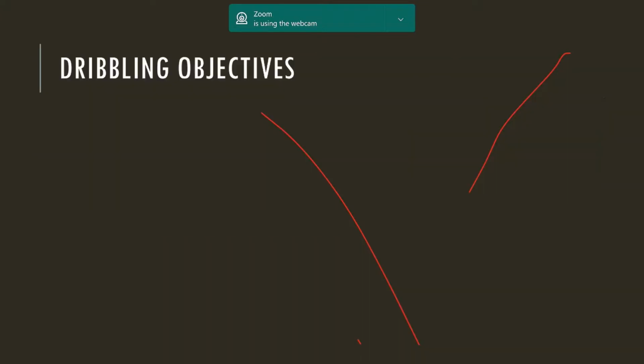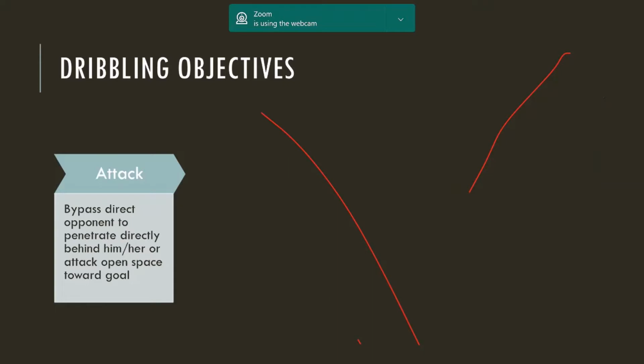When we look at the objectives of dribbling, this might sound simple, but we want to attack. We're going to try to bypass or beat the opponent who is right in front of us to get behind him or her so that we can attack space to goal. That's the first objective of dribbling.